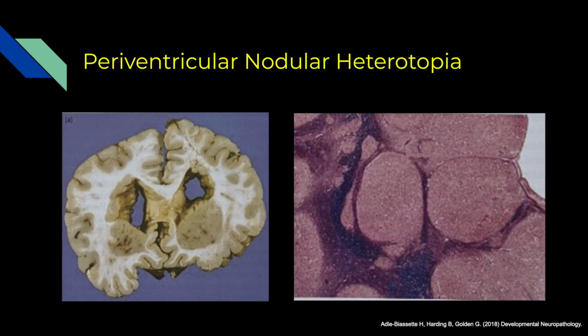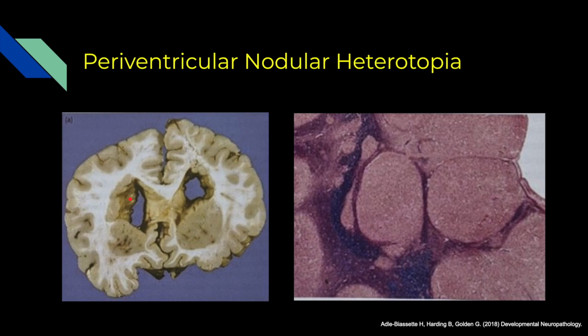Here's some more pictures from another great book, Developmental Neuropathology, also a book I used during my residency. Again, we have this gray matter here. We have white matter. This is a kind of formalin-fixed brain, it would appear. You have your periventricular nodules here. And you can see that they're very bumpy in the ventricles.